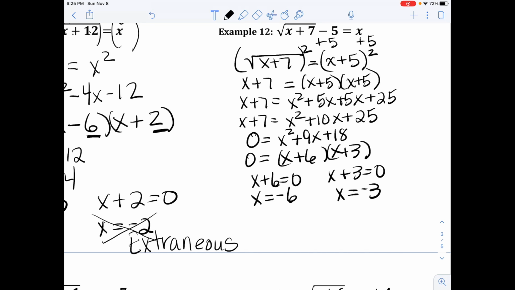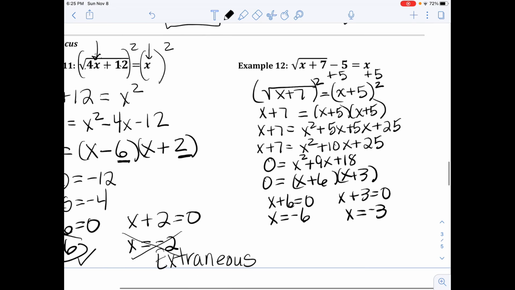And the final step is to test to see: do we have two solutions? Do we have one solution? Or maybe we have no solutions because they're both extraneous. So we'll start by plugging in -6. Watch how I substituted it: the square root of -6 plus 7, minus 5, equals -6.